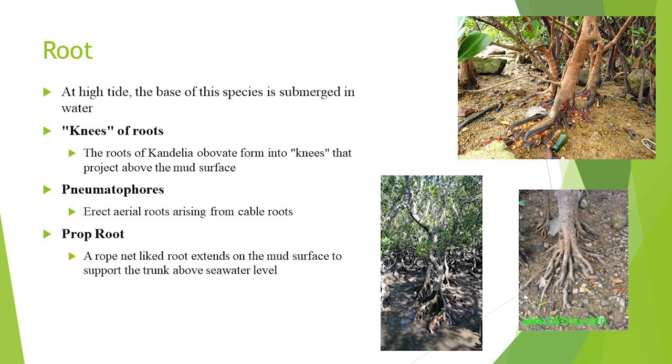To minimize these ill effects of an unstable substrate, part of the roots are modified into prop roots, which are rope net-like roots extending on the mud surface to support the trunk above seawater level. And from the study, we can see that these roots can also secure a firm hold on the soft mud and support the trunk above seawater level.